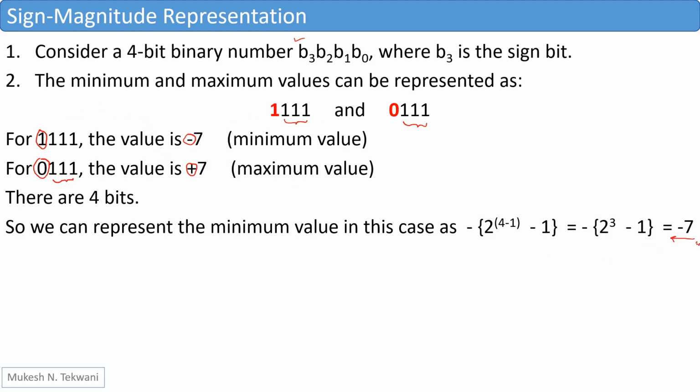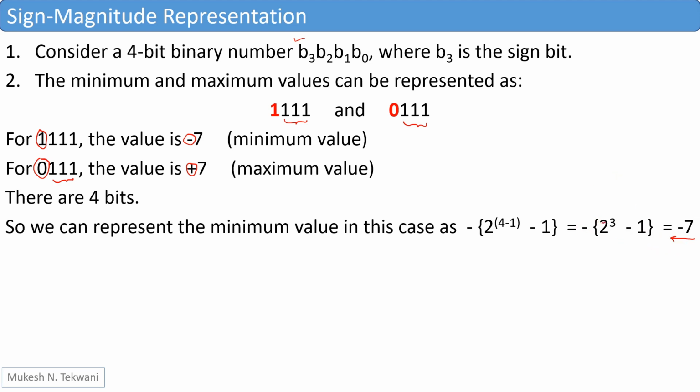So let us start. -7 is the minimum value. Now this -7 can be written as minus 2 raised to 3 minus 1. Now observe this, 2 raised to 3 minus 1. If I evaluate this expression, I will get -7. But let us understand the logic behind it. 2 raised to 3 gives us 8. 8 minus 1 is 7, and the minus sign will give us -7.